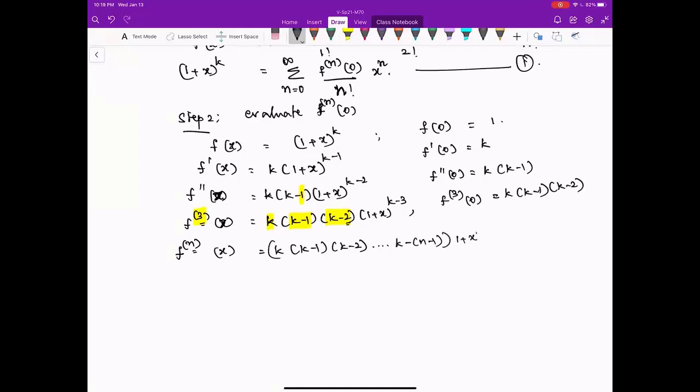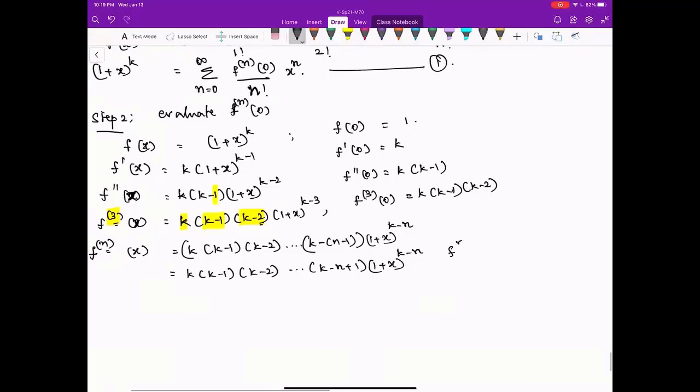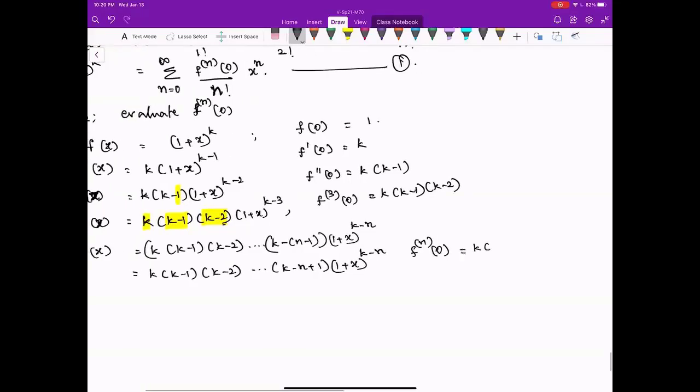And 1 plus x to the power k minus n. So if I expand this, it is k, k minus 1, k minus 2, all products, up to k minus n plus 1, times 1 plus x to the power k minus n. When you do the nth derivative at 0, you're just going to have k, k minus 1, k minus 2, up to k minus n plus 1.